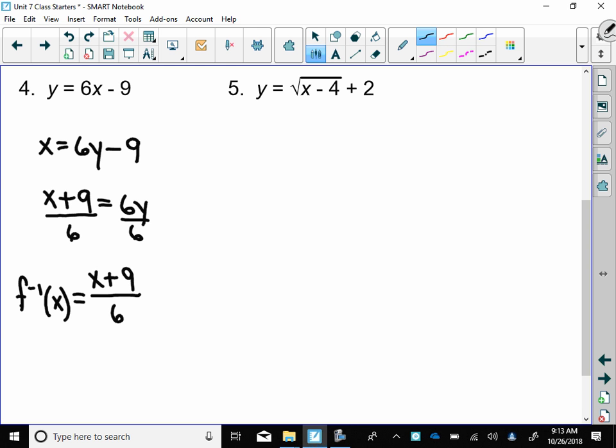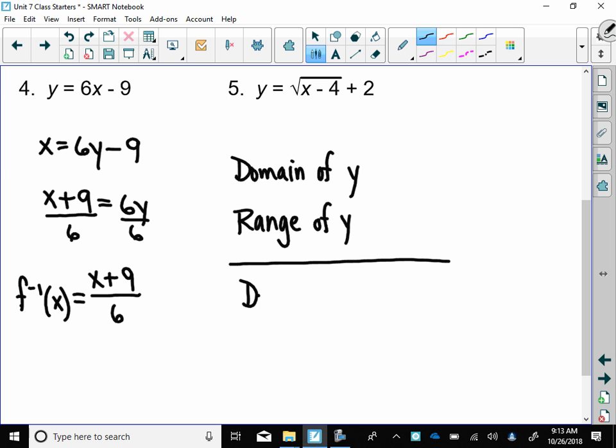So we want to then find the domain of y and the range of y. And then we want to find the domain of the inverse and the range of the inverse. So go back to the original function y. What kind of function is that? Linear. So what does that mean about its domain? All real numbers.